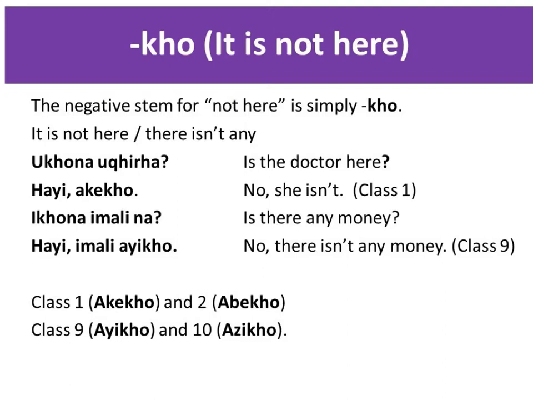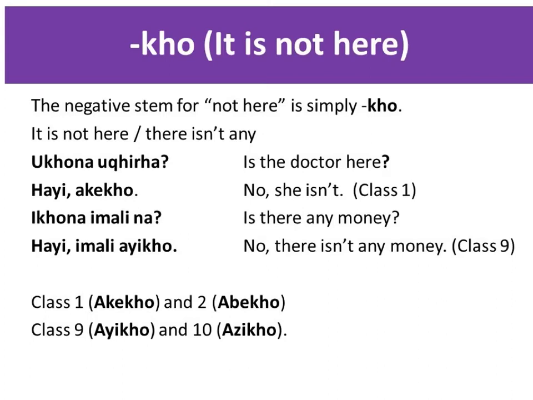So if we want to say ukhona ukleha, is the doctor here? Then you would answer no, akekho. And that ake, or aka, is a negative subject concord that is used for class 1, and I'll show you that again on the next slide. Let's look at a different class. Ikhona imali na, is there any money? So khona, our word for present. No, imali ayikho, there isn't any money. So the kho is that negative stem for not here. Ayi is that negative subject concord, meaning that it, the imali, is not here or not present.